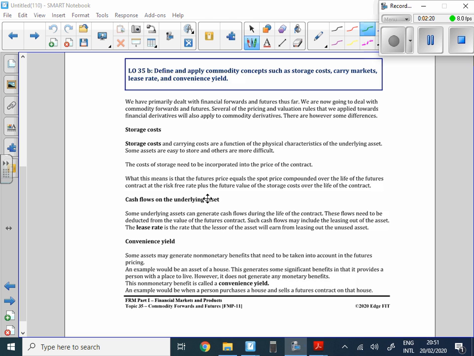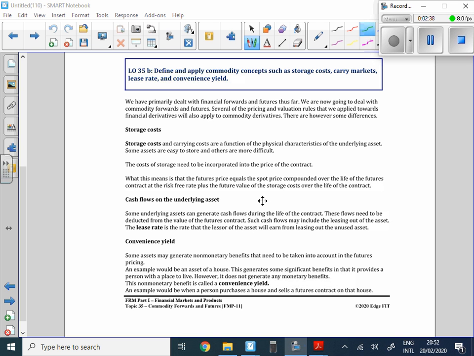Okay, guys, but you can see some of the differences over here. We've got storage costs. What do you think storage costs will do to the cost of a contract? Increase, of course. It's an additional cost, isn't it? We come to this next thing, guys.